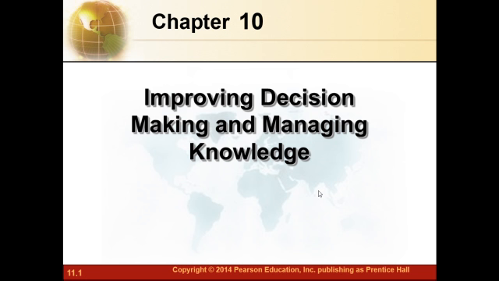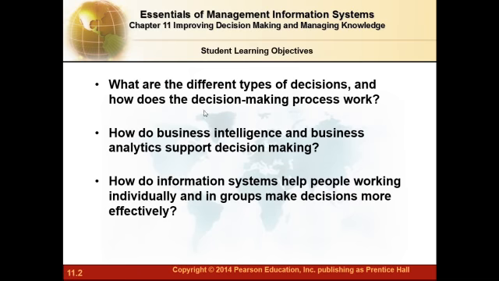So this time I want to finish off chapter 10, on the topic of improving decision making and managing knowledge. Let's look at how many student learning objectives we have not covered yet. The first three student learning objectives we have already covered. The first one: what are the different types of decisions and how does the decision making process work? There are three types, if you can still remember: structured, semi-structured, and unstructured. And there are 4 stages of the decision making process. Please revise by yourself.